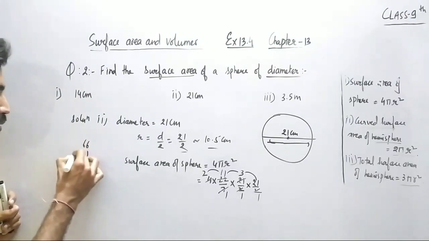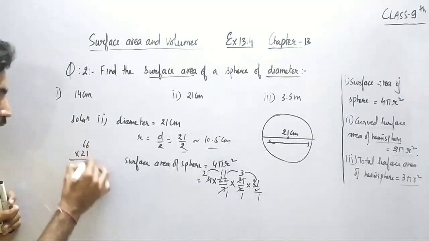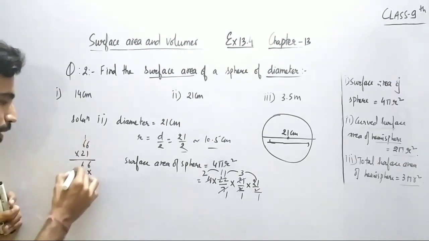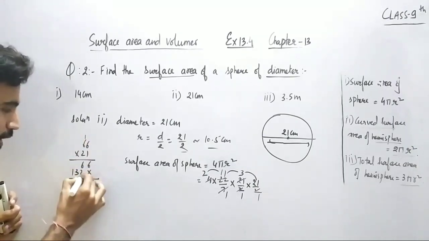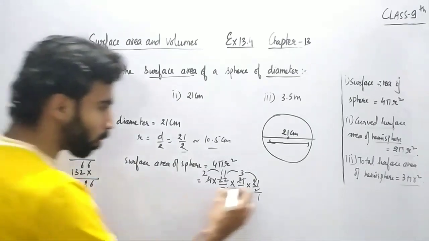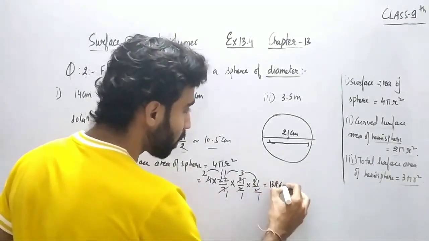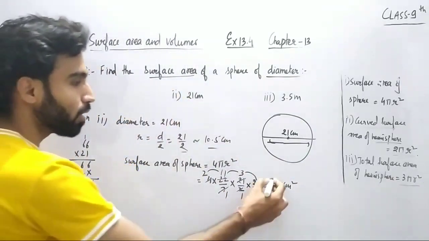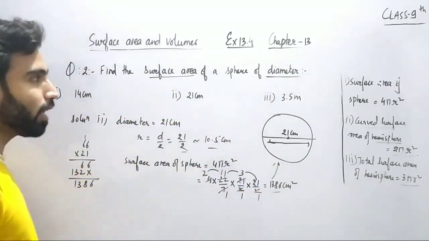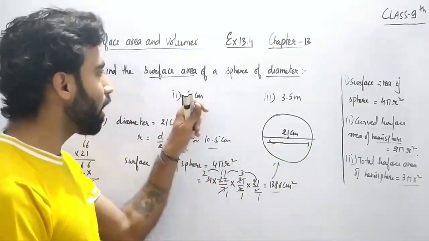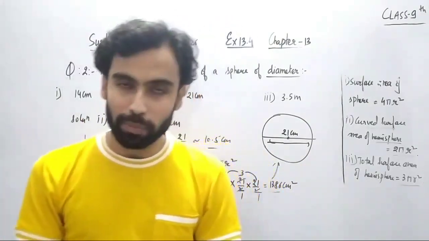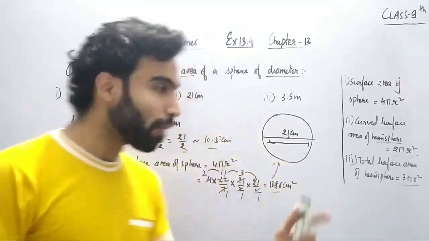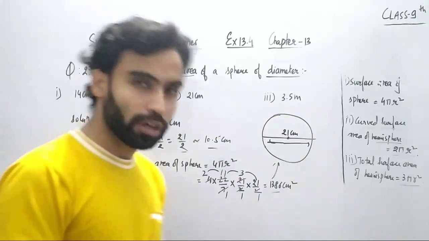So 66 into 21. So 1 into 66 will be 66. Then 2 6 is 12. 1 carry, 2 6 is 12 plus 1 13, right? So 6 6 plus 2 8, 3 and 1. So 1386. Then in centimeters. So centimeter square. So this is going to be, you can see, the surface area of the sphere having the diameter 21 centimeter, right? So you can see that was what we have to do in the second part. Now finally let us move on directly to the third part here.